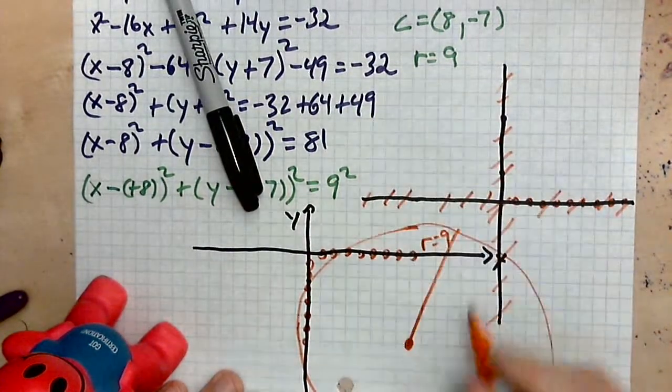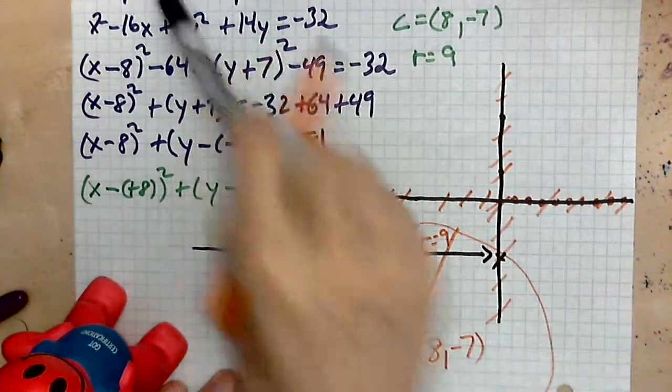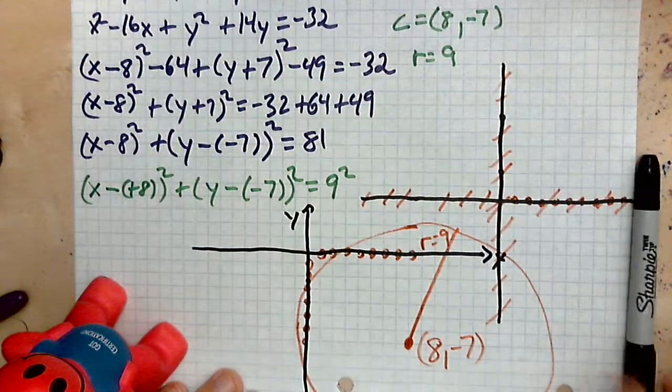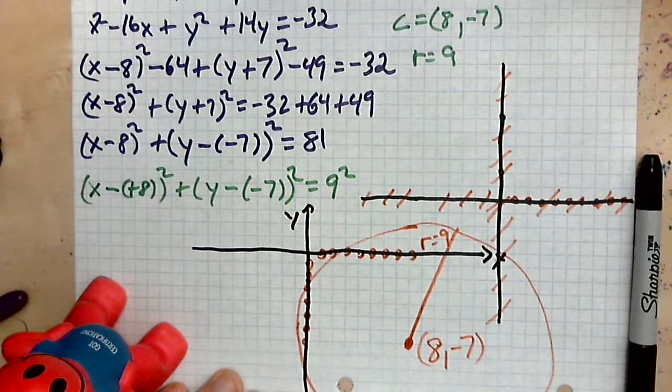The center comes from completing the square on the left side 2 times. Once you have those pieces of information, you can identify everything else. Okay? So that is it.